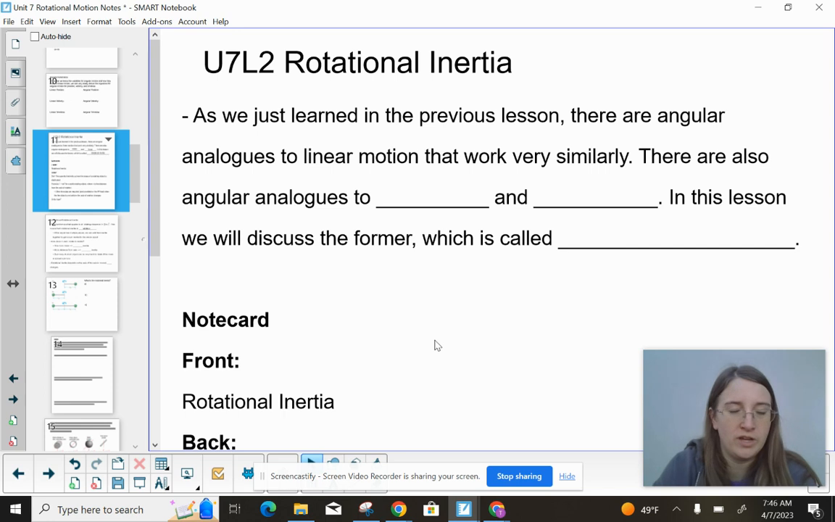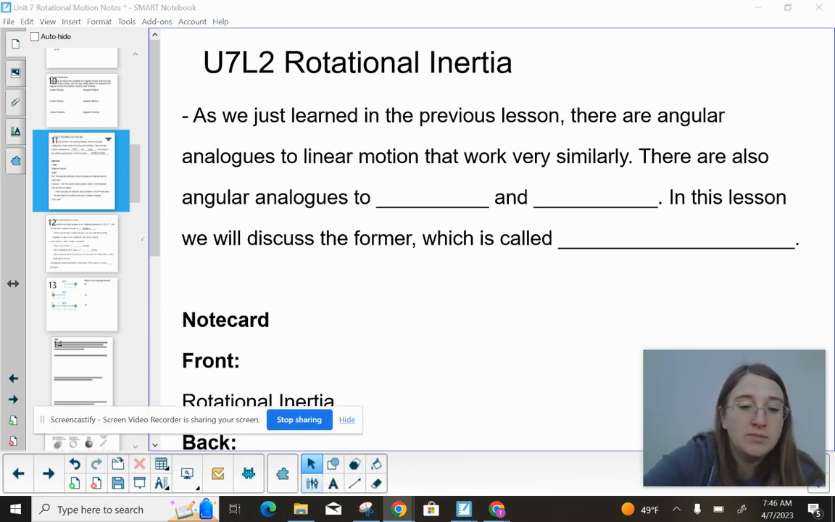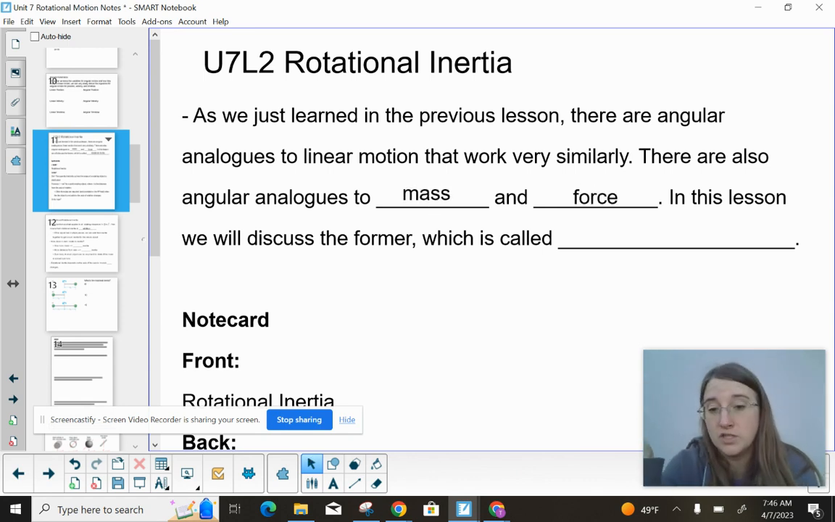So, L2, hopefully a quick video here, just adding on one more concept. As we learned in previous lessons, there are angular analogs, as I like to call them, to linear motion that work very similarly. We talked about velocity, position, acceleration, and angular velocity, angular position, angular acceleration. In this lesson, we are talking about the analogs to mass and force as well. Force will actually be later. Mass works differently when it's being rotated, so we don't talk about mass in rotations. We talk about rotational inertia.